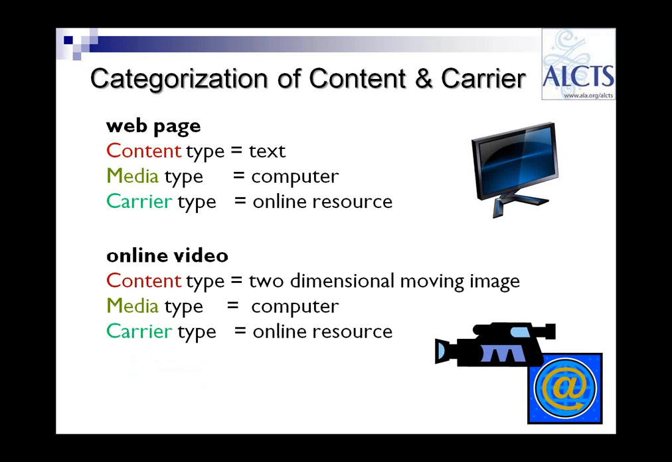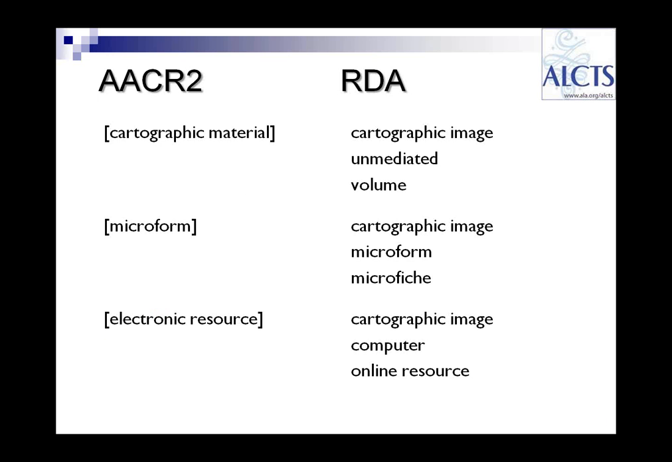A web page and online video are basically the same media and carrier type, but they are different content types. And so it is possible then to relay that different content type to the user. If I had a map and it was a print map, a microform map, and an electronic version, in AACR2, I've been forced to use different GMDs. In RDA, I maintain the consistency of content type in all 3, and what changes is the media and carrier type when I have it as microform or electronically.